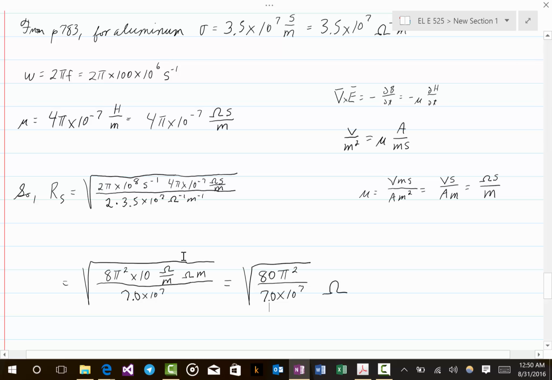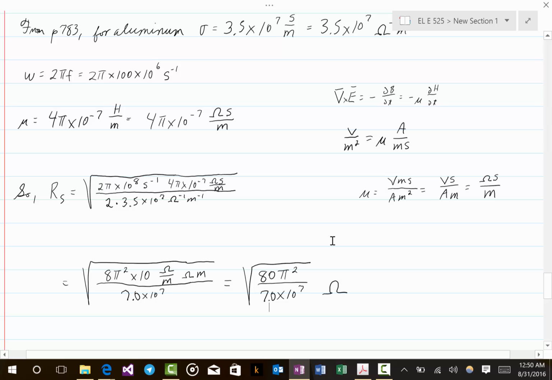And everything else, okay, here's the 2 pi times 4 pi gives us 8 pi squared. 10 to the 8th times 10 to the -7 gives us 10. And then 2 times 3.5 times 10 to the 7th is 7 times 10 to the 7th down here. Now notice that this meter here will cancel with this meter, and we have ohms squared. But remember, we are taking the square root of that, so the square root of ohms squared will just be ohms. So we can pull ohms outside of the radical, and then everything else inside the radical is just a number.